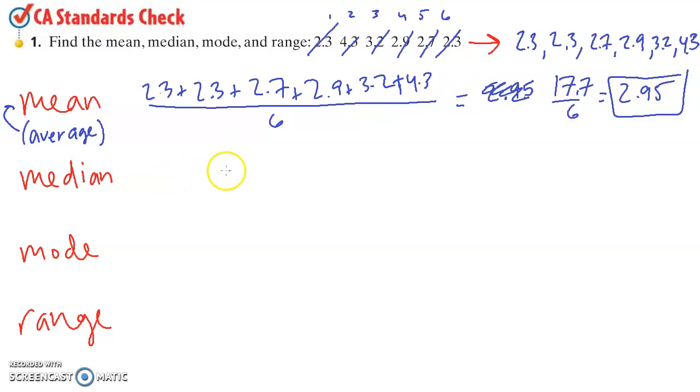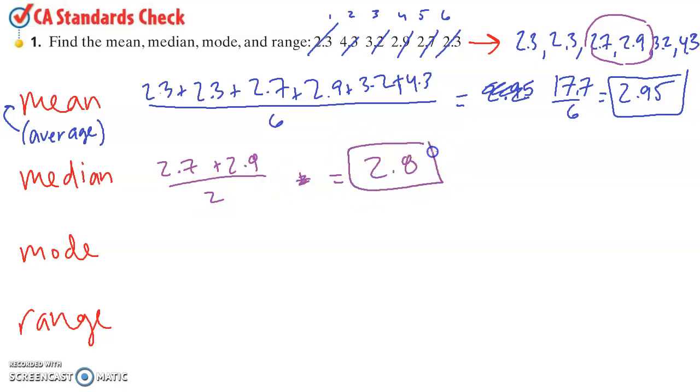The median is going to be the number that's in the middle. But notice I actually have 6 numbers, so there's 2 numbers in the middle. All right. So what number is in the middle of 2.7 and 2.9? Well, 2.8 would be in the middle, because it's literally in the middle of these two numbers.